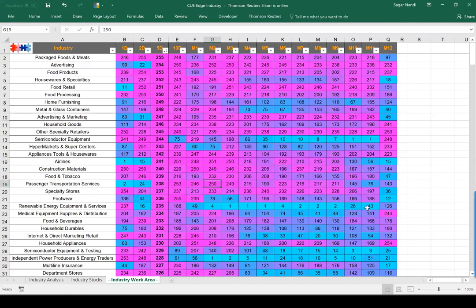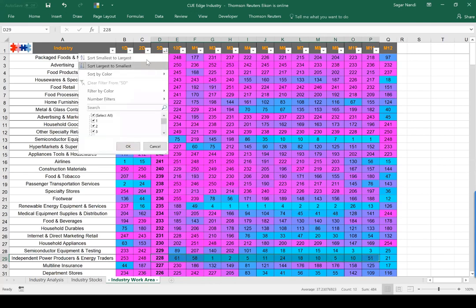And for industries that were cyan for a long time and now turning magenta across the 5 day period, in this case, renewable energy, then we may look for not only swing, but potentially long-term short trades. Same is true for independent power producers, energy traders. It may be similar to the electric utilities industry we saw.